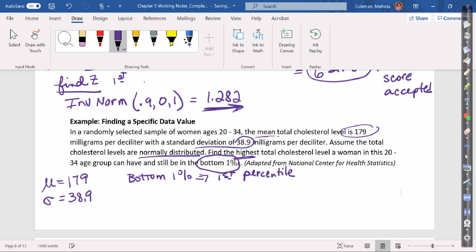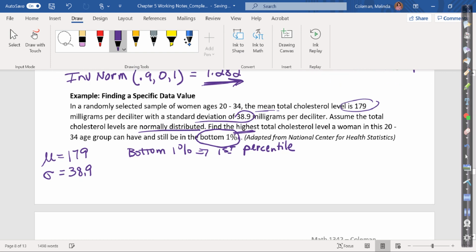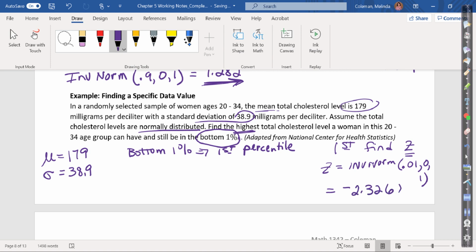So similar to the problem above, we're going to have to first find the Z. And my Z is going to come from the inverse normal of 0.01, 0, 1, which is equal to negative 2.326, which again should make sense that it's negative because it's the smaller bottom. So it's the bottom 1%, so it better be negative. We're looking at the very smallest number.